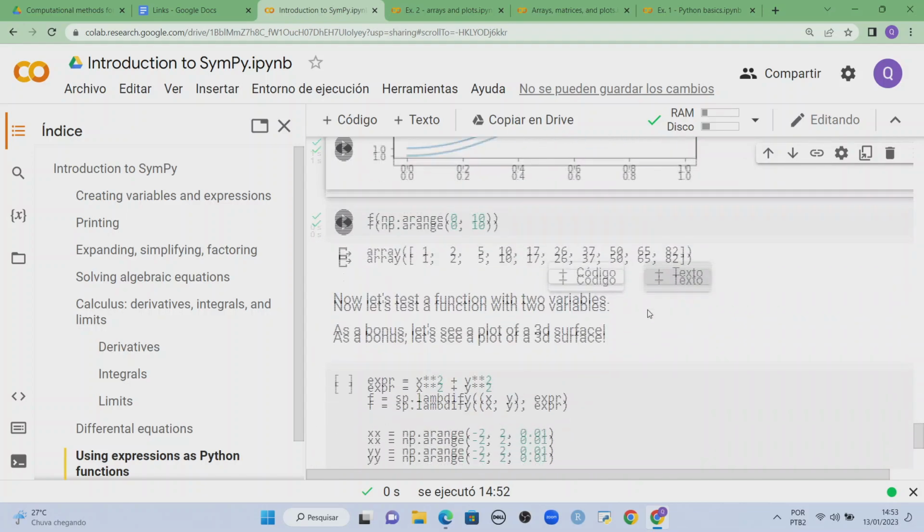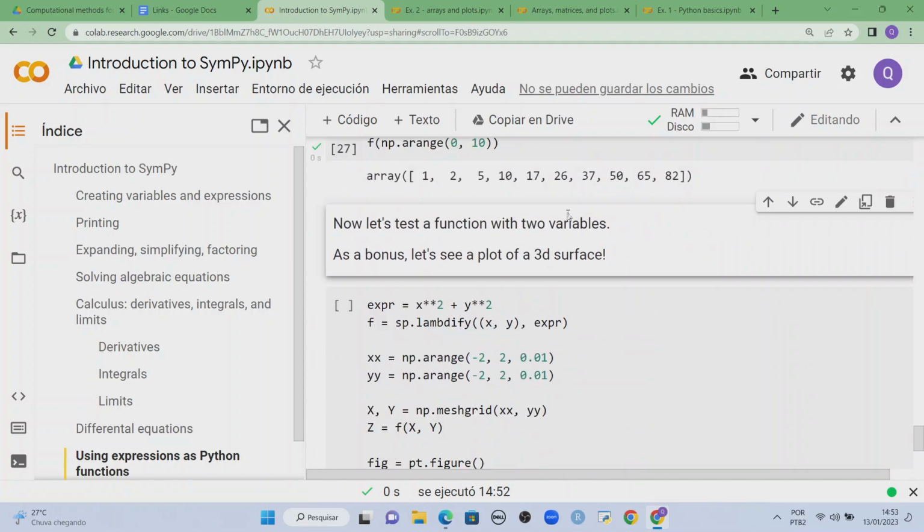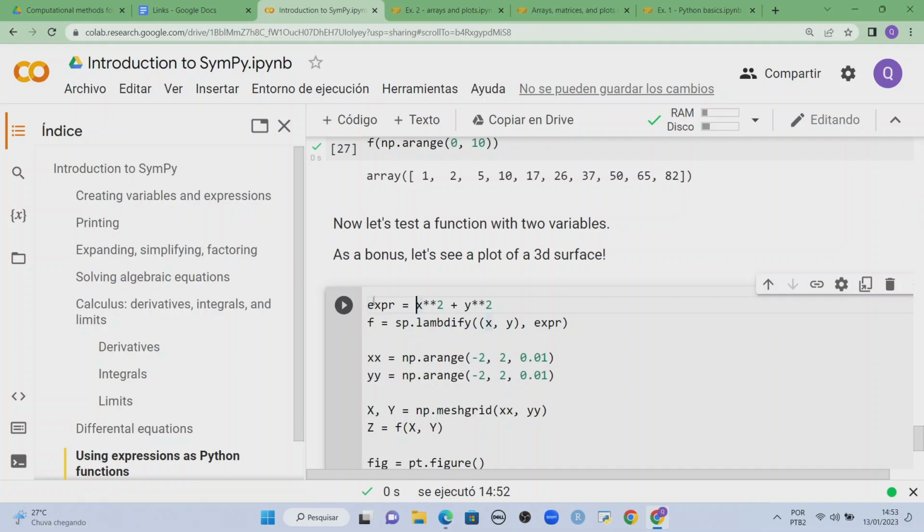Here I have another example, as a bonus, with two variables. For instance, this expression has two variables. I call the function, and now the first argument is not just x, it's a list with two variables, x and y. So now f is a function that receives not one, but two arguments, x and y.